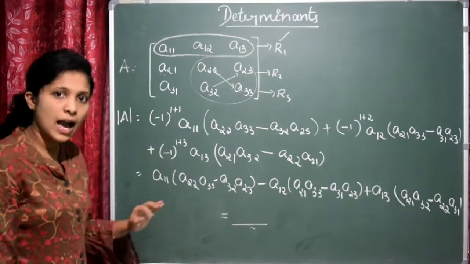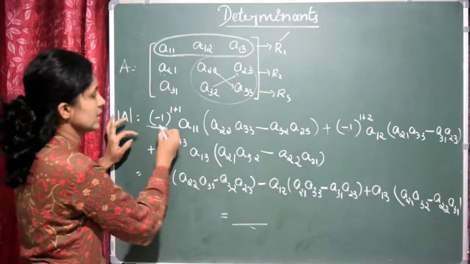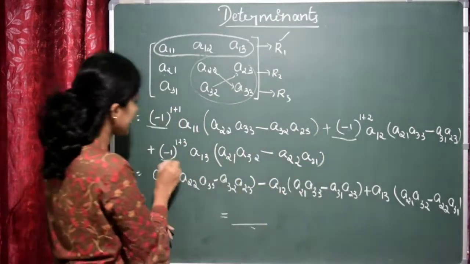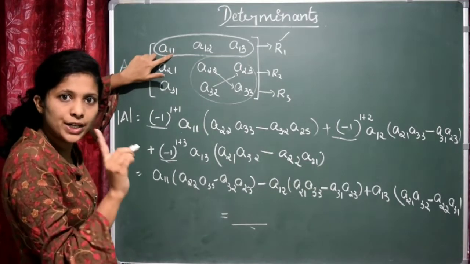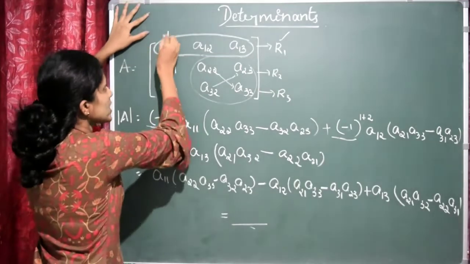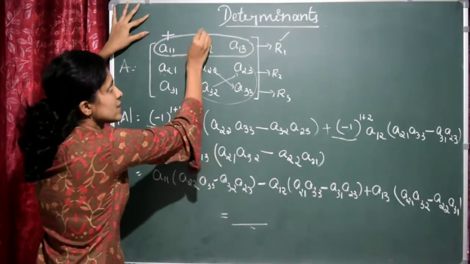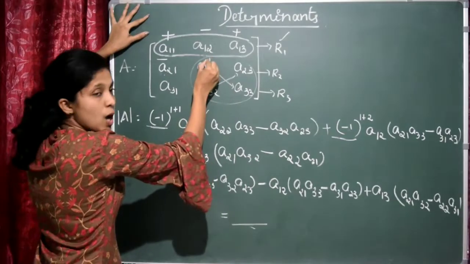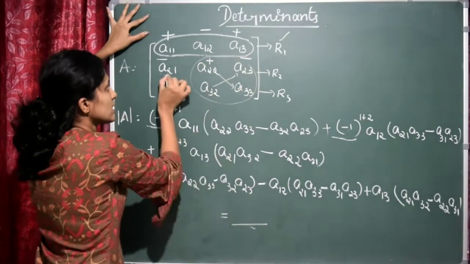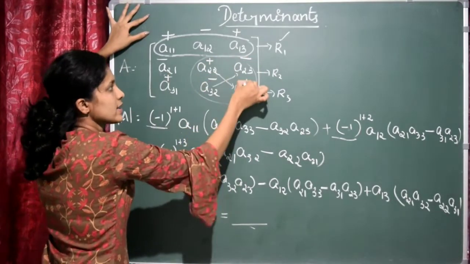Is it clear? Actually, no need to write these things here. Directly what we can do, you know that this is 1 plus 1, so it will be 2. It is positive, right? So this is always positive. Remember this. This is negative and this is positive. And this is negative, this will be positive, this is negative, this is positive, negative, and this is positive.